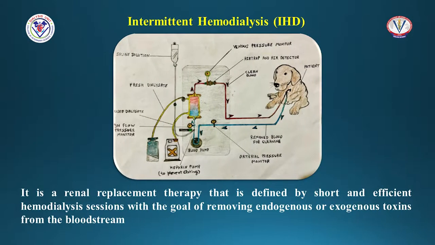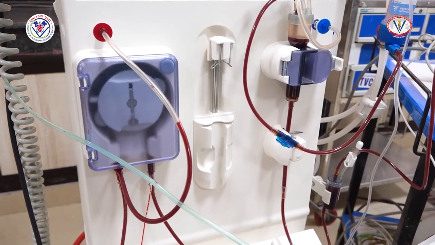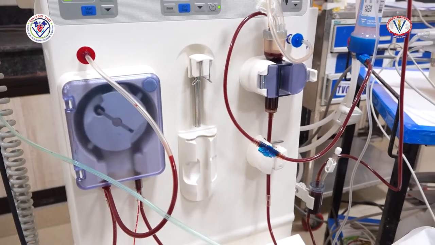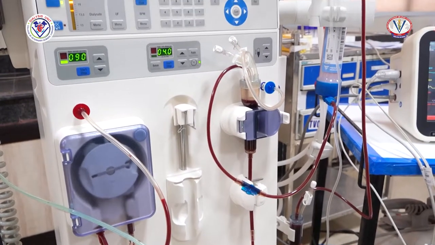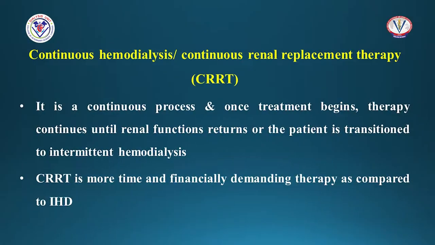Intermittent hemodialysis. It is a renal replacement therapy that is defined by short and efficient hemodialysis sessions with the goal of removing endogenous or exogenous toxins from the bloodstream. Traditionally, intermittent hemodialysis sessions are 1 to 6 hours in length, but can be longer depending on the stability of the patient and the desired outcomes.